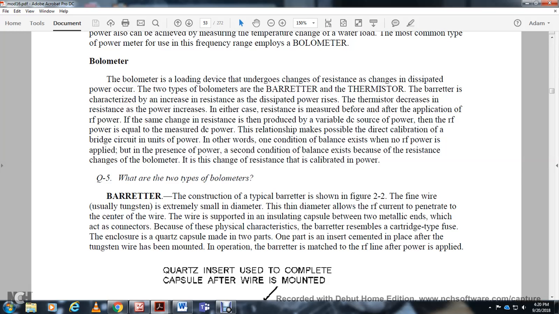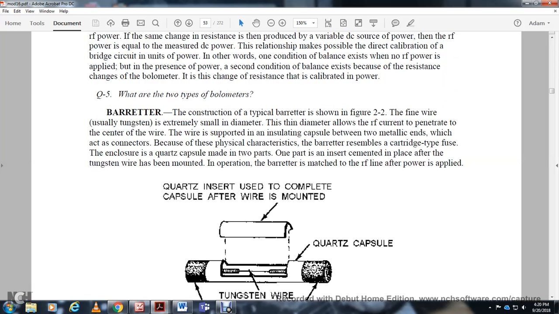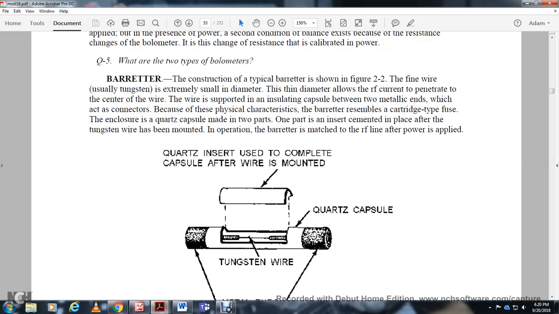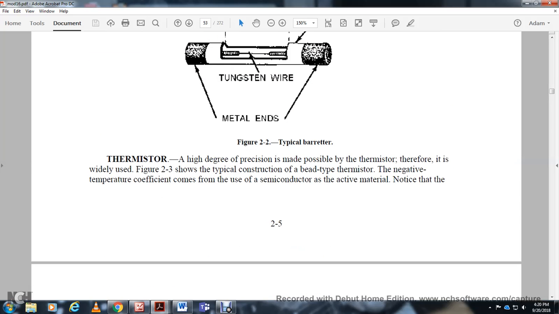The barretter is matched with the radio frequency after the power is applied. The quartz insert completes the capsule after the wire is mounted, with the tungsten wire connected to the metal end of the quartz capsule.